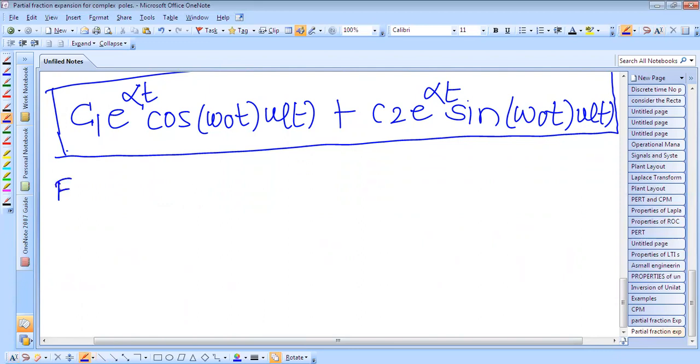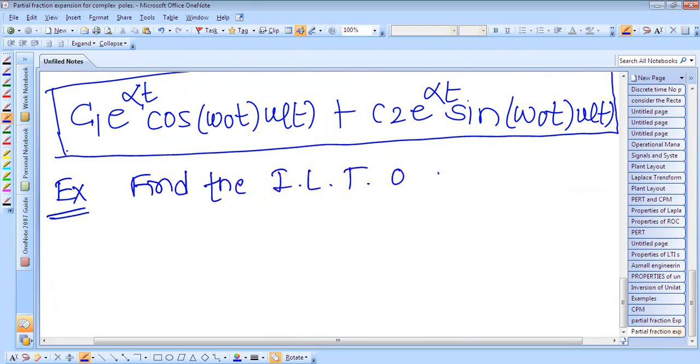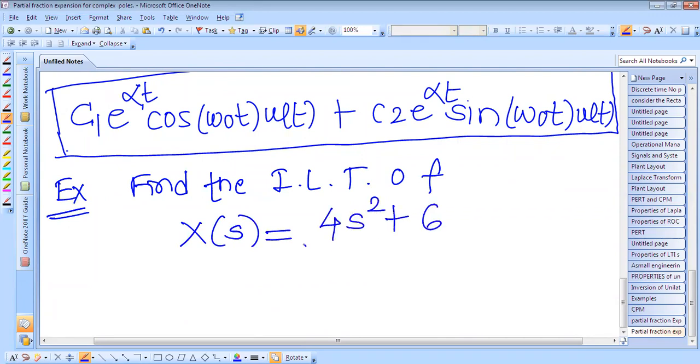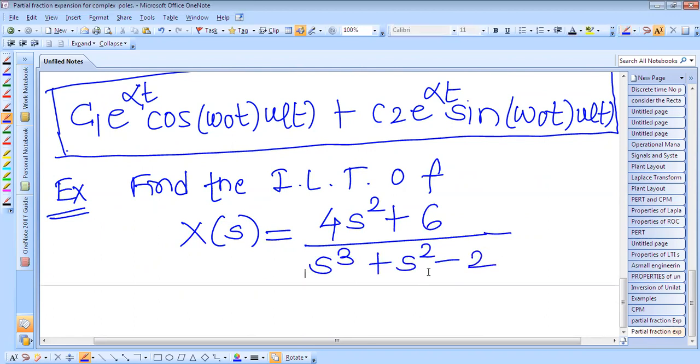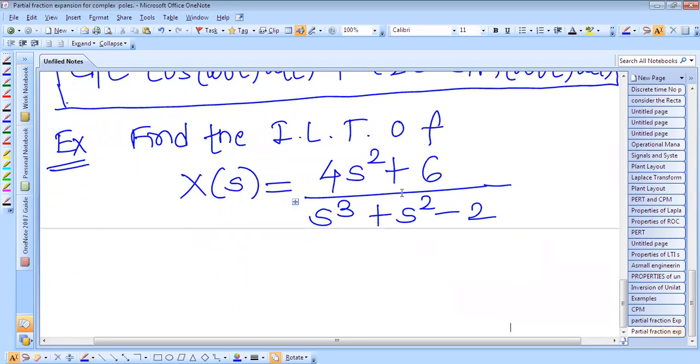So example is: find the inverse Laplace transform of X(s) = (4s² + 6) / (s³ + s² - 2). Okay, so there are three poles.